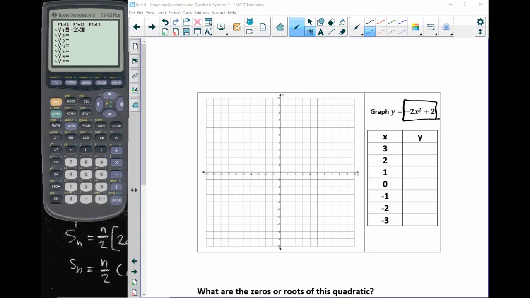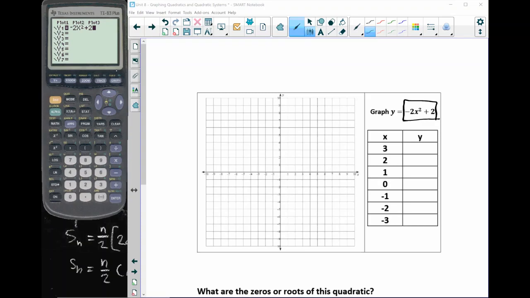Then I'm going to hit the squared button, which is right here. I got to keep pressing it for some reason. It's not working. There we go. Plus 2. Now I've put my equation into the calculator. I can hit graph. And it'll graph my line.